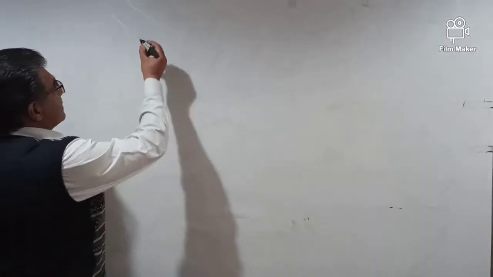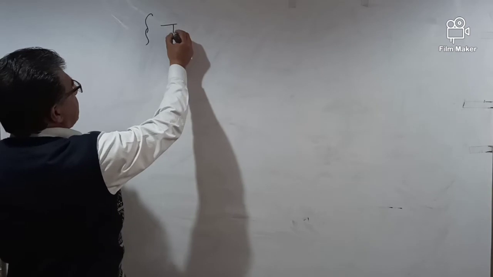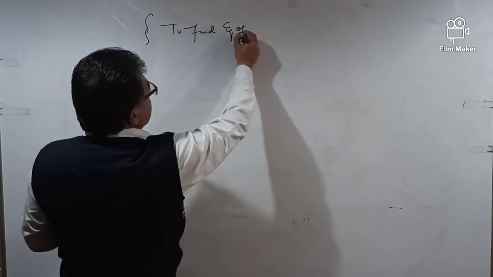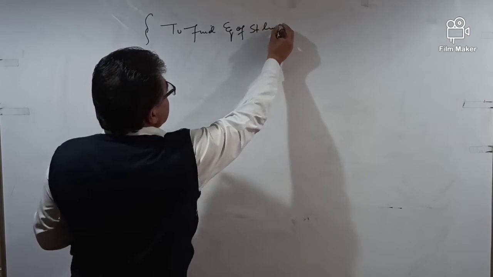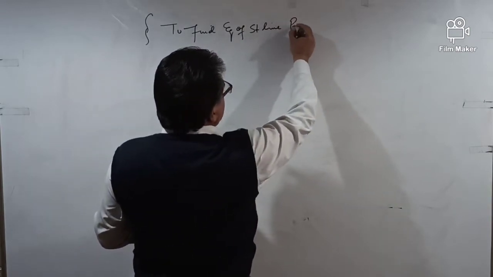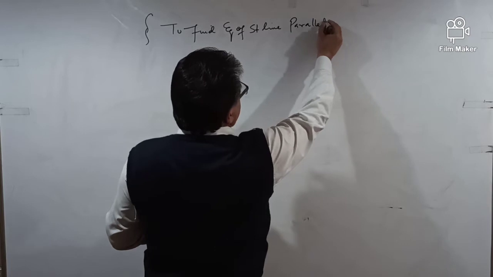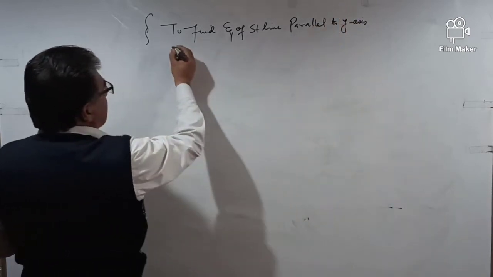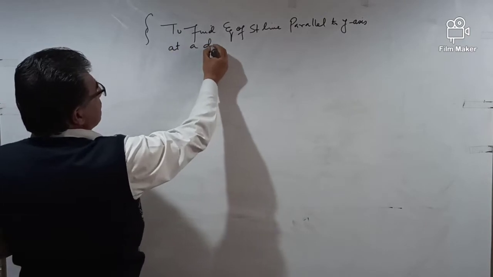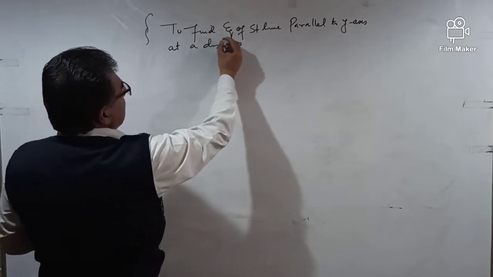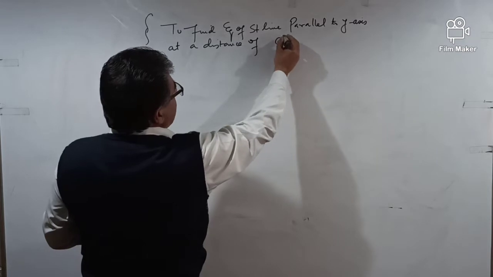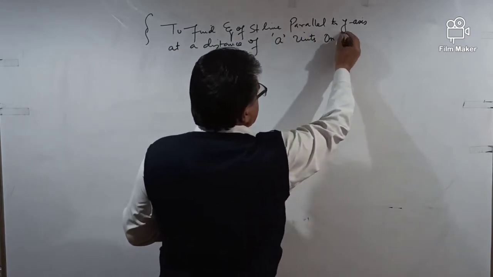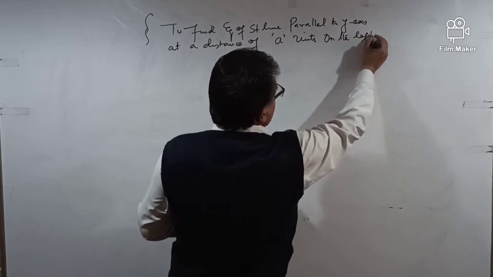Now next is to find the equation of a straight line parallel to the y-axis at a distance of a units on the left or right of it.